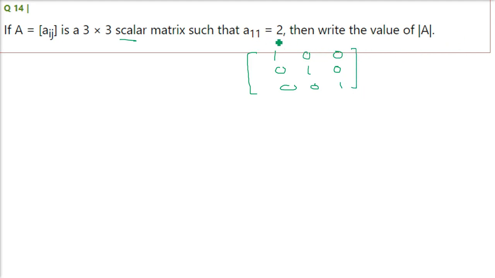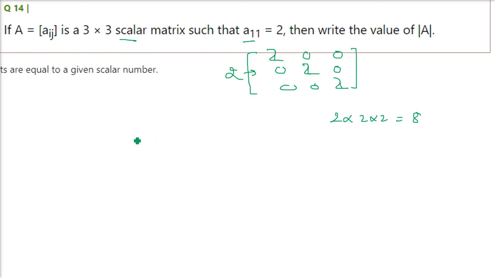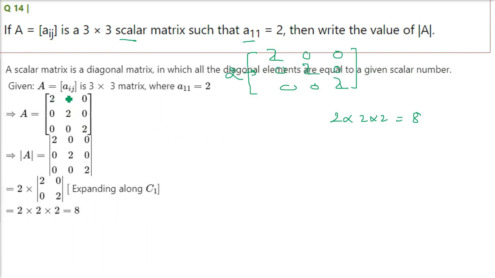So this is 1 0 0, 0 1 0, 0 0 1. If a11 is 2, that means the scalar value multiplied to the identity matrix is actually 2. As we just saw in the previous question, it will be the multiplication of the diagonal elements, 2 into 2 into 2, that is going to be 8. Right? I hope you got the idea.